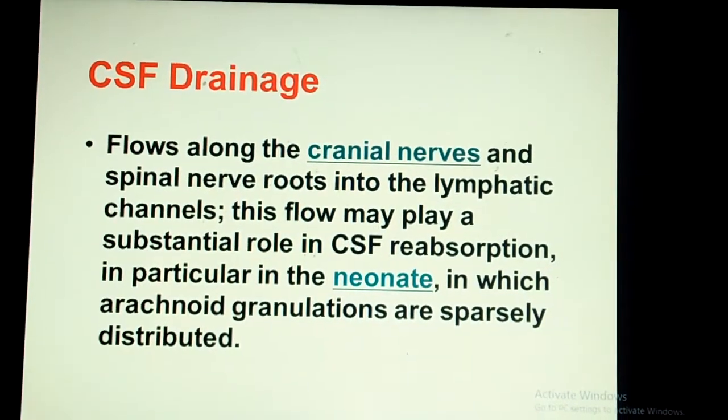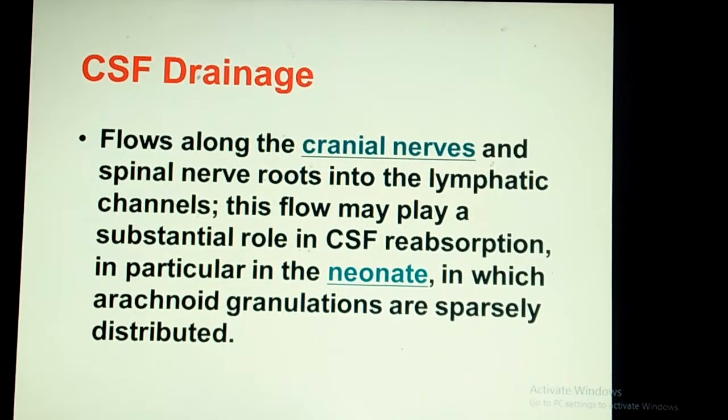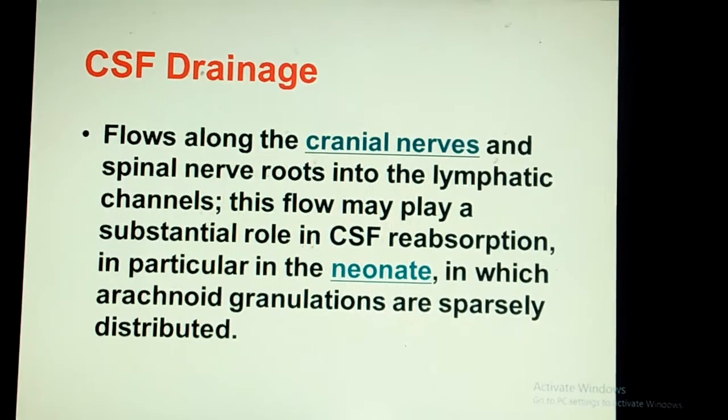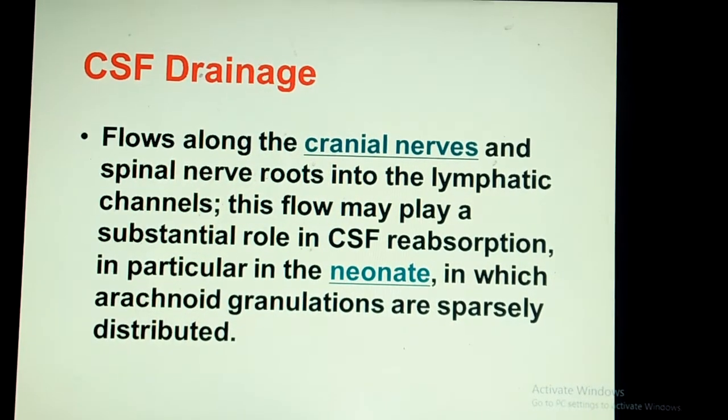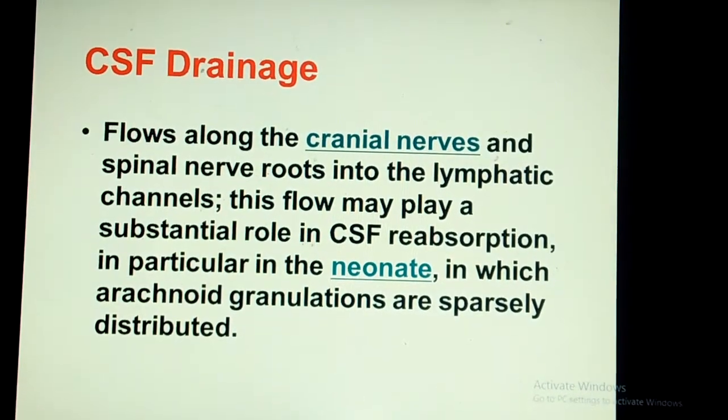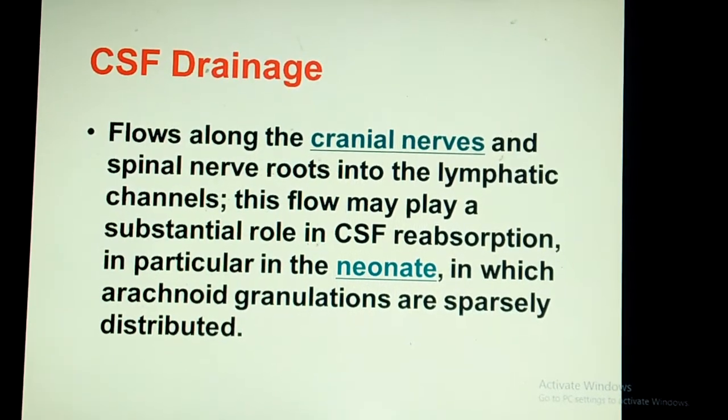CSF also drains along the cranial nerves and spinal nerve roots into the lymphatic channels. This flow may play a substantial role in CSF reabsorption, in particular in the neonate in which arachnoid granulations are sparsely distributed.